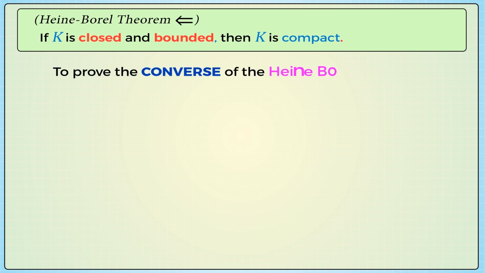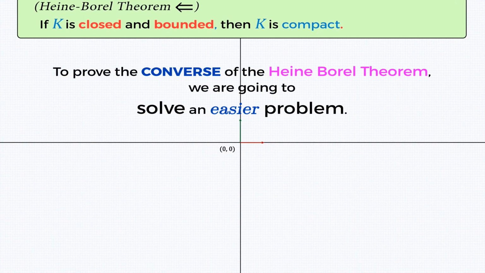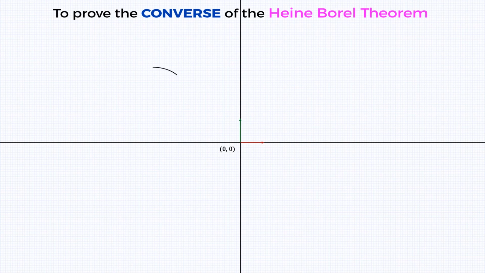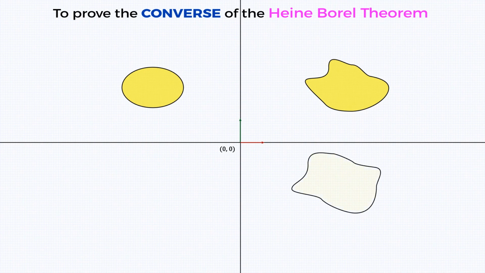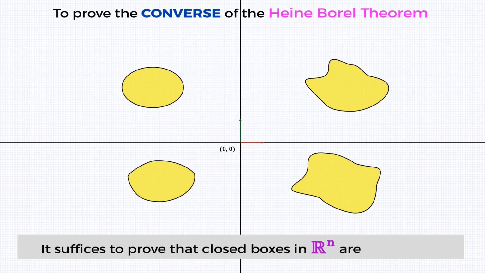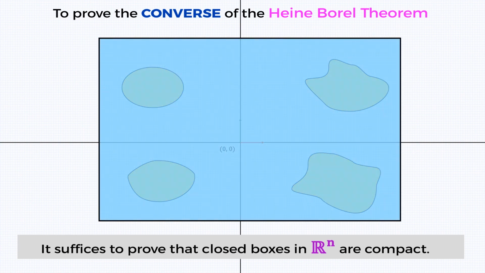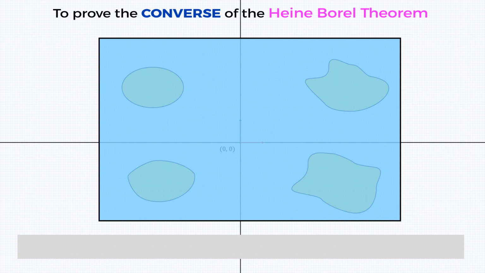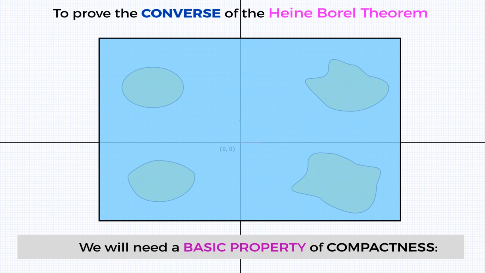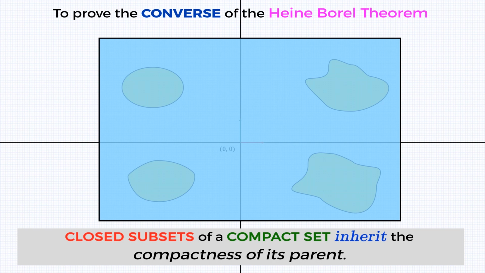Now, to prove the converse of the Heine-Borel theorem, we are going to solve an easier problem. Instead of proving all closed and bounded sets are compact, it suffices to prove that closed boxes in Rn are compact. But to explain why this is true, we will need a basic property of compactness. Closed subsets of a compact set inherit the compactness of its parent.